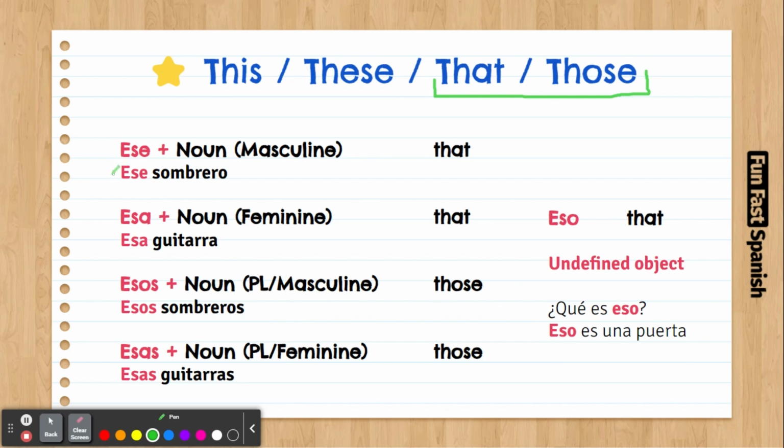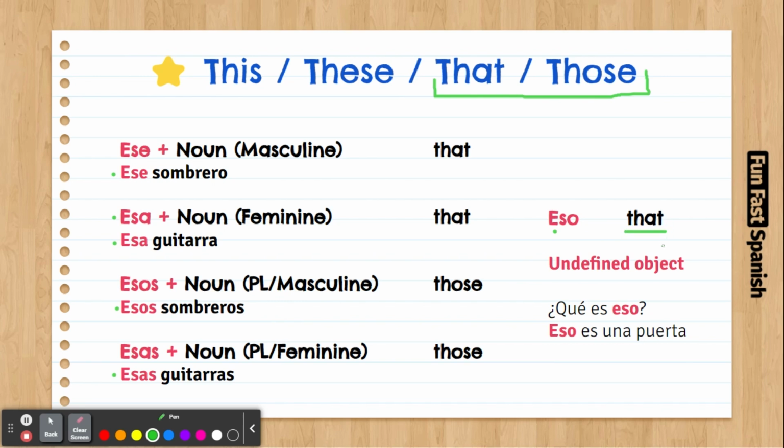So let's practice that and those. Ese sombrero, that hat. It's masculine and singular. Esa guitarra, that guitar. Esos sombreros, those hats. And esas guitarras, those guitars. You're pointing at those objects. You cannot reach them with your hand. Same here. Eso is "that".